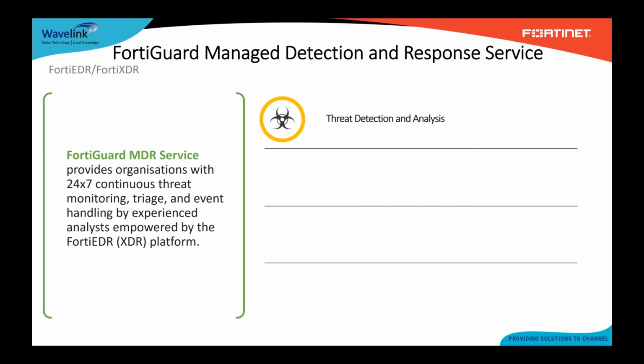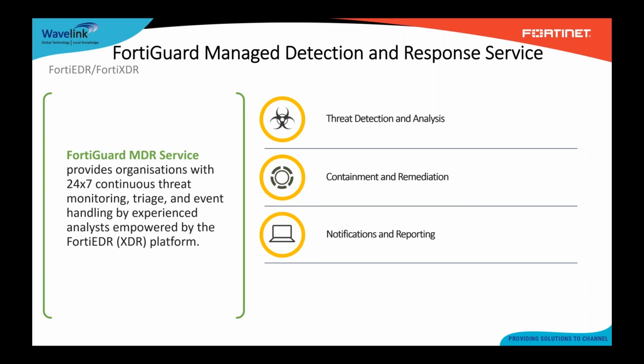The functions that we perform are threat detection and analysis, so analyzing those events that come in. We also perform containment and remediation, so we'll let you know when the FortiEDR has successfully contained an incident, and then what more you can do to remediate that. We also provide notifications and reporting on your behalf. We do quarterly reports about the threats that we've identified and any activity that we've successfully mitigated, as well as providing you email correspondence, or FortiCare if you prefer using the ticket system, about activities that we've undertaken in yours or a customer's network.